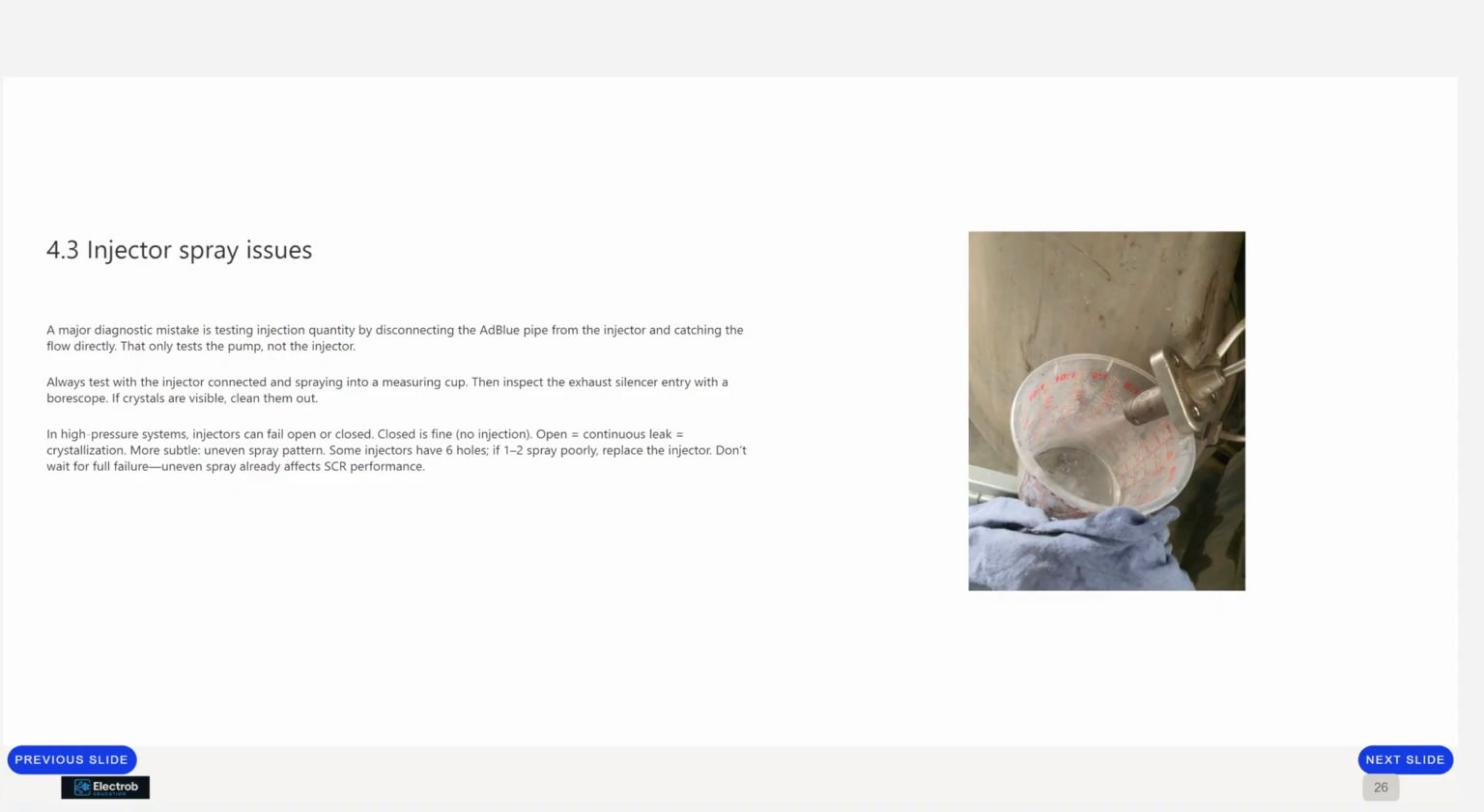In high-pressure systems, injectors can fail open or closed. Closed is fine, no injection. Open is a continuous leak, crystallization. More subtle, uneven spray pattern.